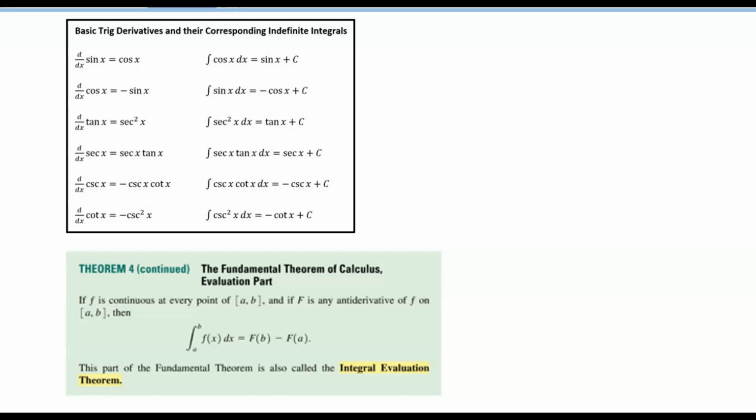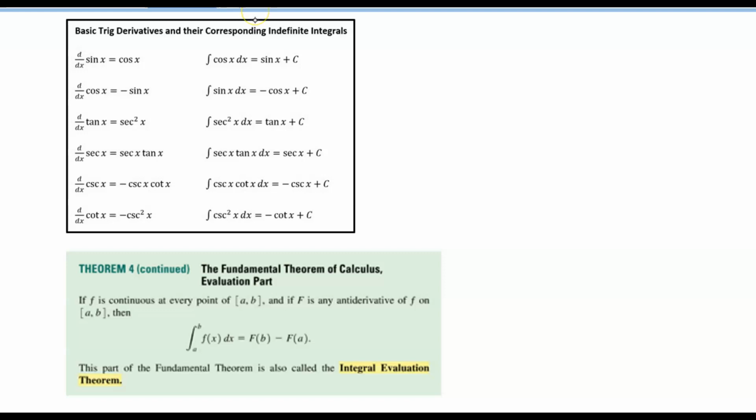Okay, we're going to be talking about a couple of different things. The first thing we're going to review are some basic trig integrals, and we're looking at the indefinite. We're going to fast forward to definite integrals, but this is just a little review in case you don't know the rules for trig functions and integration.